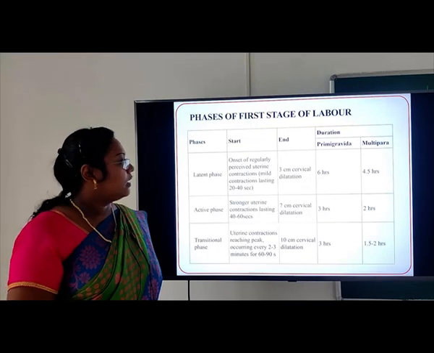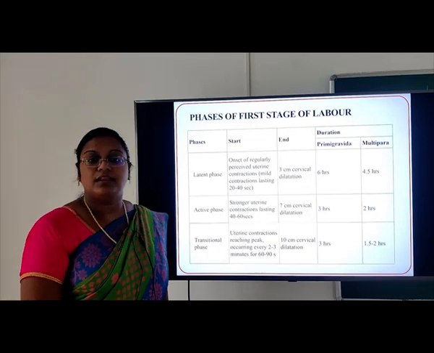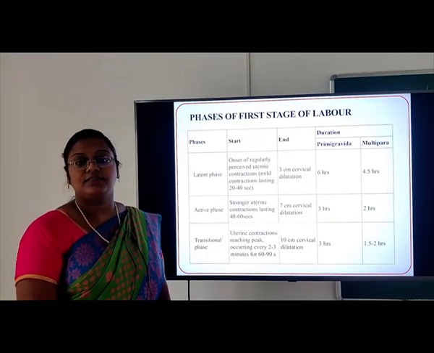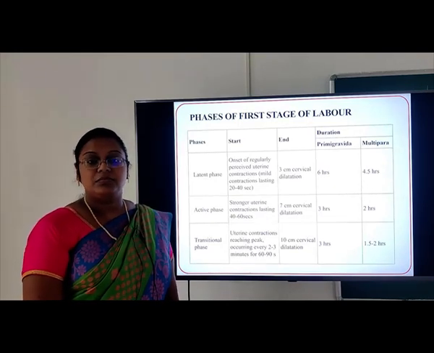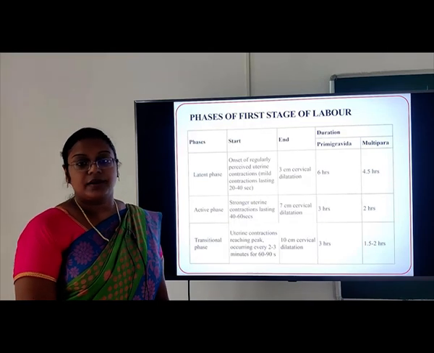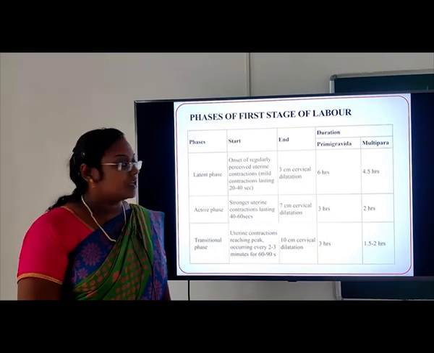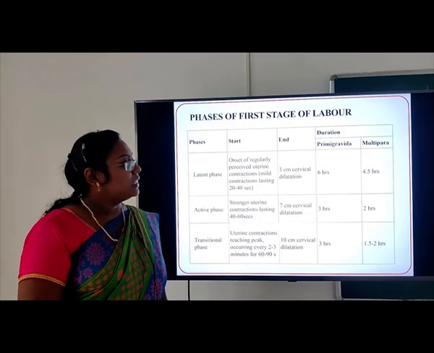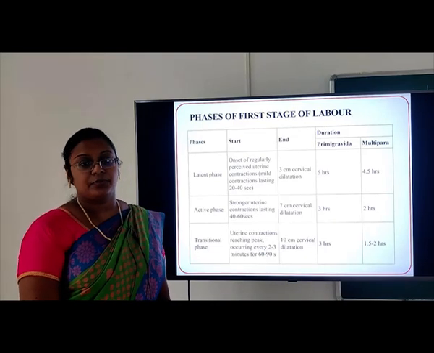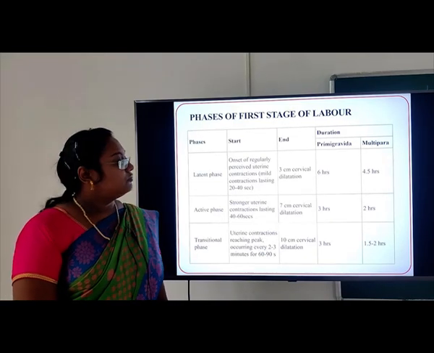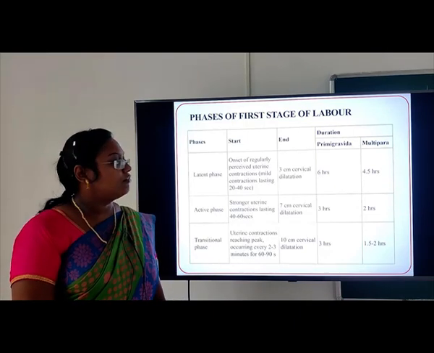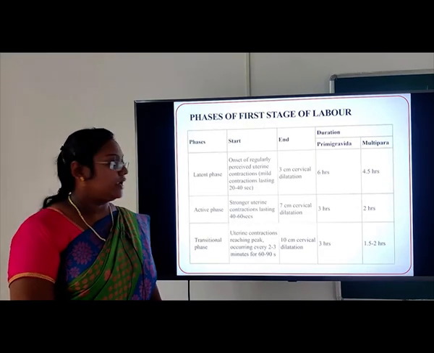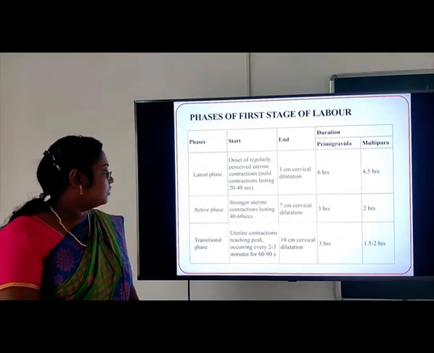It takes around 6 hours for primigravida mothers. What does primigravida mean? Gravida means pregnancy, and primi means first. So, a first-time pregnant mother will have 6 hours for the latent phase. And multipara, para means number of deliveries. So, if the mother has had multiple deliveries, she may have 4.5 hours in the latent phase. And the next one is the active phase.